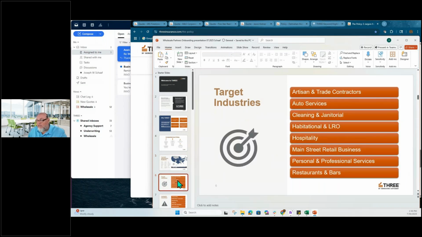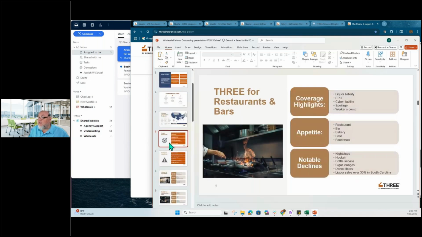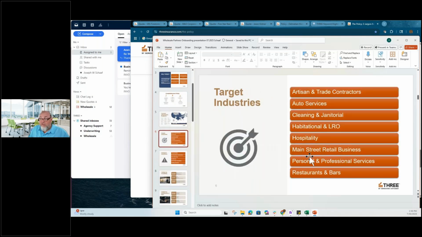What is our appetite? This is a broad view picture of our appetite. We handle, this is alphabetical in no particular order, artisan and trade contractors, which is your electricians, plumbers, and those types of contractors. Auto services, which is your mechanics, body shops, things like that. Cleaning and janitorial. Habitational and lessor's risk only, landlord situations, if you will. Hospitality, which I'll start off with because that was our biggest category that we first got my department started with. We have a very robust policy for hotels, motels, including motels with exterior entries. So definitely there. Main Street retail businesses, mom and pops.